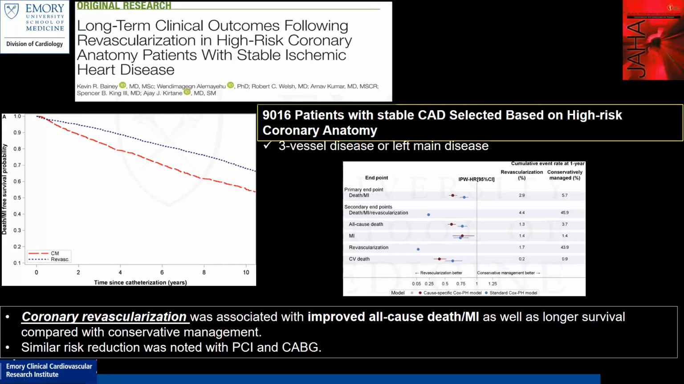Recently, we participated in a Canadian registry-based study where over 9,000 patients with high-risk coronary anatomy were followed for more than 10 years. Now, these were patients with stable CAD who had left main or three-vessel disease. We found that in this group of patients with left main or three-vessel disease, revascularization was associated with lower risk of death and MI compared with patients treated conservatively.